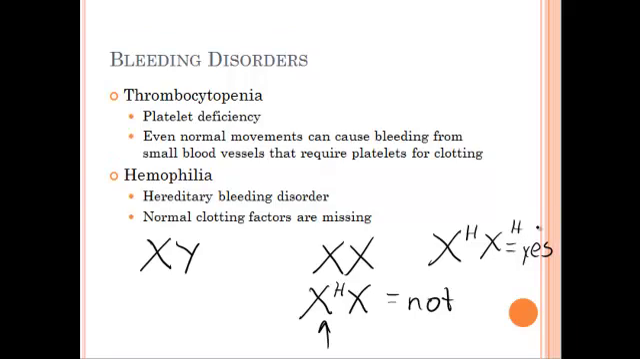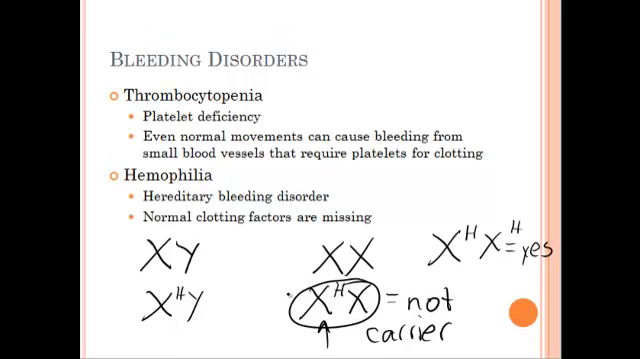A male, on the other hand, because males only have one X chromosome, you either have hemophilia or you don't. There's no situation like this one, which we would call a carrier, where you do not have it, the female does not have it, but she can pass it on to her sons because of that recessive gene there. So, hemophilia is a hereditary bleeding disorder. It's more common in men than in women because of this situation here, where men either have it or they don't. Women can be a carrier and pass it on to their sons.